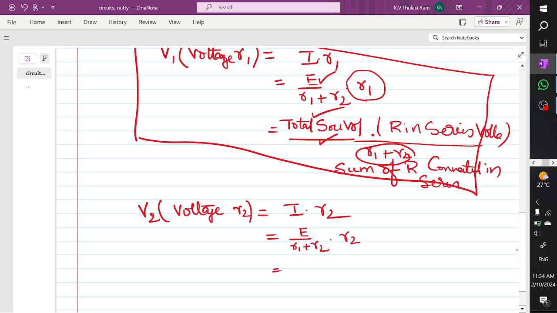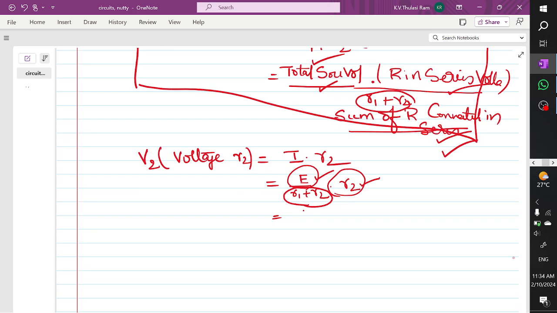So how to write down this formula? Where E is the total source voltage, where R2 is the resistor where you require the voltage in the series branch, divided by the sum of resistors which are connected in series. So I can write down the same formula: E is called the total source voltage, R2 is called the series resistor where you require the voltage, divided by the sum of resistors which are connected in series. To understand this, we will try to do one problem. Let's take the first numerical and solve it.